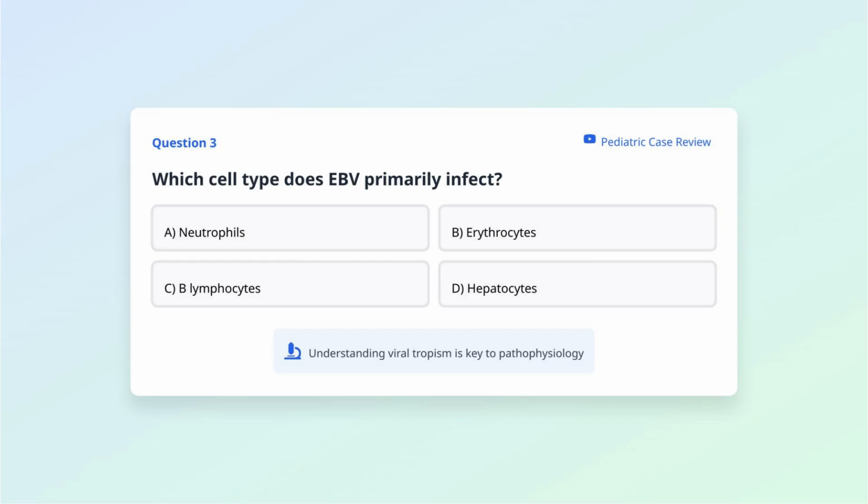Which cell type does Epstein-Barr virus primarily infect? Is it A. neutrophils, B. erythrocytes, C. B lymphocytes, or D. hepatocytes? Understanding the specific cellular target of this virus is fundamental to understanding the disease pathophysiology and the characteristic laboratory findings seen in infected patients.